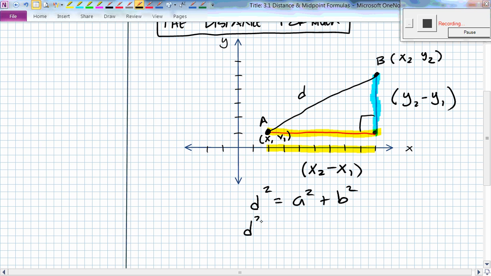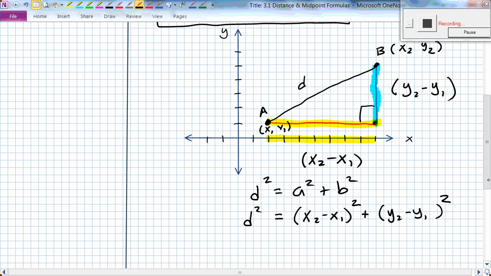So the distance squared, what is the length of A, the yellow line? What's the length of the yellow line? You got it. x2 minus x1, and the formula says to square that. Plus, what's the distance of the blue line? y2 minus y1, and the formula says to square that. So notice that I'm just taking advantage of the Pythagorean theorem. I'm just calling it different things, right? Instead of calling it A, I'm just calling it a distance of x2 minus x1.